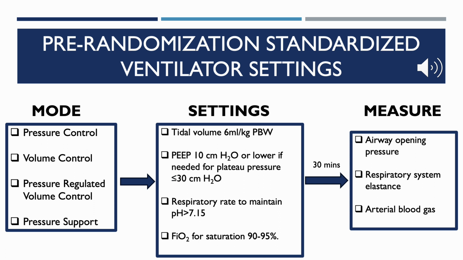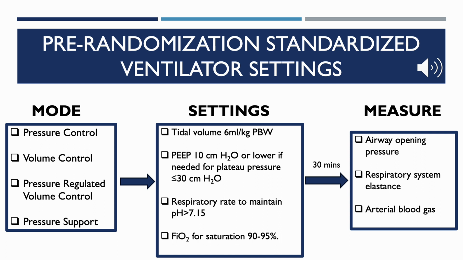After enrolling the patient in the IMV domain and before randomization, standardized ventilator settings should be applied. For the standardized ventilator settings, the patient can be placed in one of the following modes: pressure control, pressure-regulated volume control, or pressure support. The ventilator should be adjusted to obtain a tidal volume of 6 mL per kilogram predicted body weight. The PEEP set to 10 centimeters of water or lower if needed to maintain a plateau pressure less than or equal to 30 centimeters of water. A respiratory rate to maintain a pH greater than 7.15, and FiO2 to maintain a saturation of 90 to 95%.